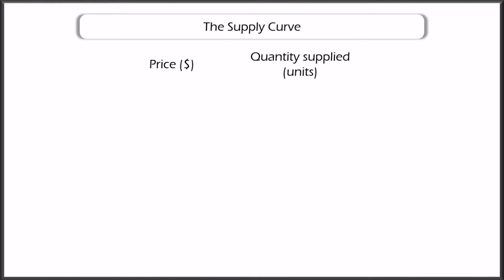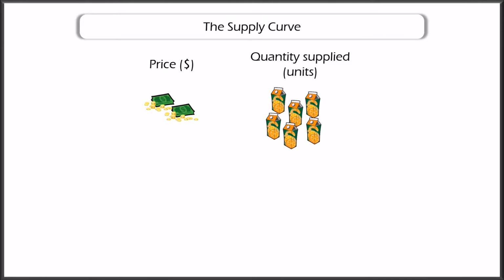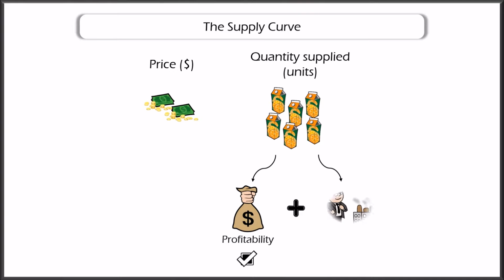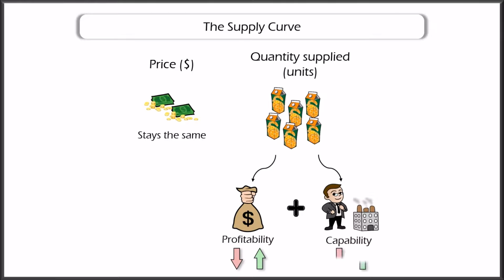Remember that when the price of this product is $2 per unit, firms want to sell 6 units of it per week. They want to sell this amount because of the profits they earn and because they have the capability to do so. At a constant price, if either their profitability or capability changes, the whole supply curve shifts.